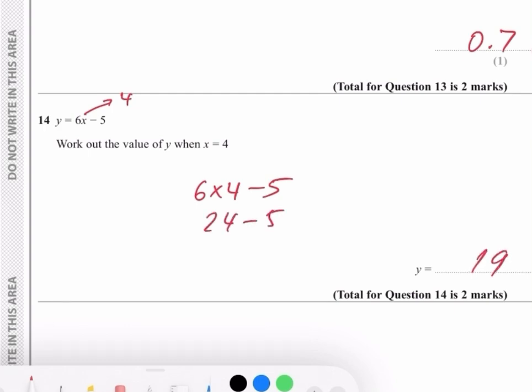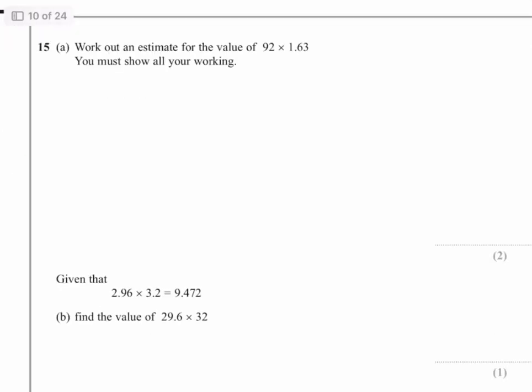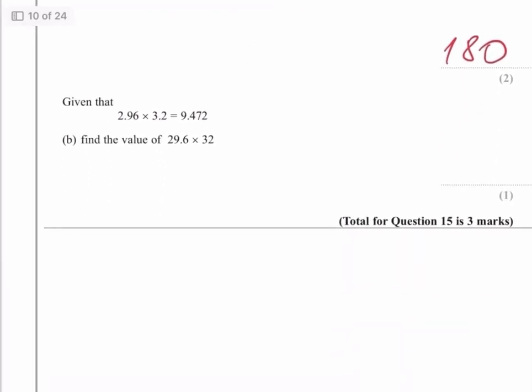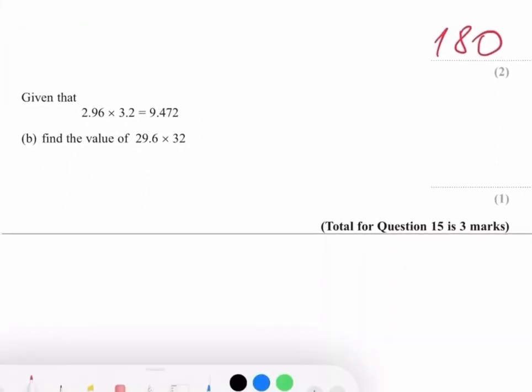Substitution, let's substitute x by 4, and that gives you 19. You can stop the video after each question to make notes if it helps. So don't forget to round your answers for the estimation.